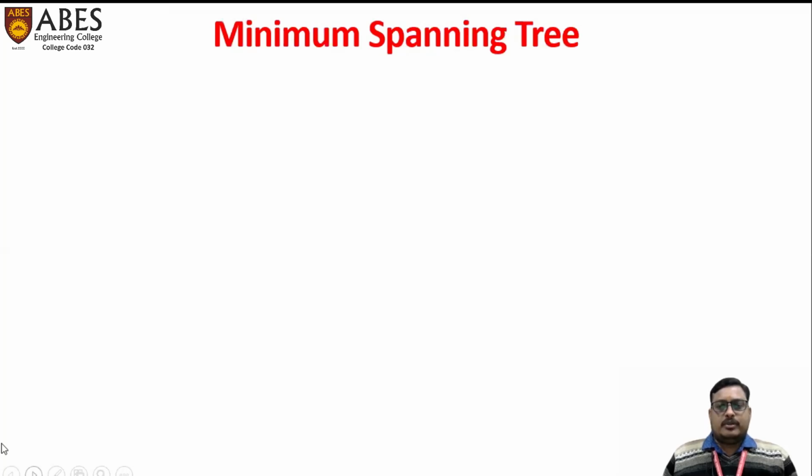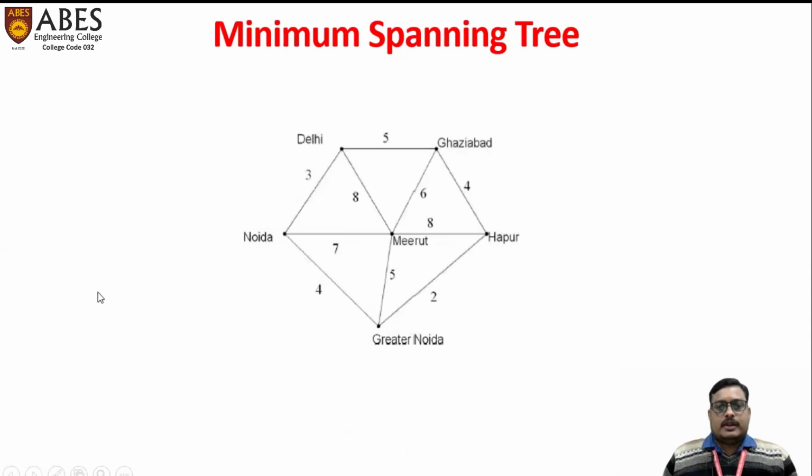Now, what is a minimum spanning tree? So we know a spanning tree is a subgraph of a graph with the minimum number of edges with no cycle to connect all the vertices of the graph. Okay. So let us take an example of this. As we know, multiple spanning trees are possible in a graph.